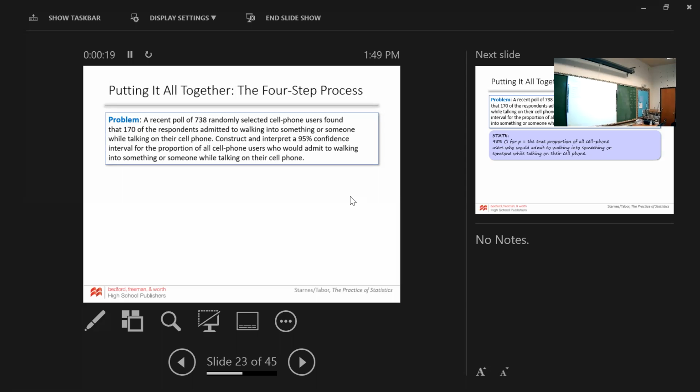A recent poll of 738 randomly selected cell phone users. Done. There's the first condition. They were randomly selected. It's an SRS. 170 of them said they walked into someone or something while talking on their cell phone.